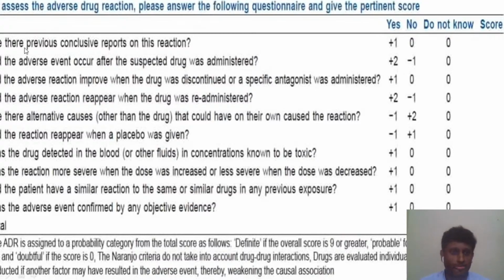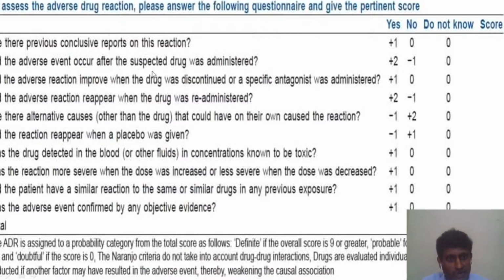For example, imagine you have given a drug in the OPD and the patient has come out with some reaction. First one: are there previous conclusive reports on this reaction? Have you observed it before, or has someone else observed it? If yes, write +1, otherwise 0, or no also 0.